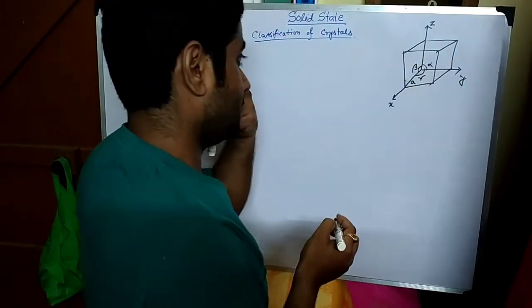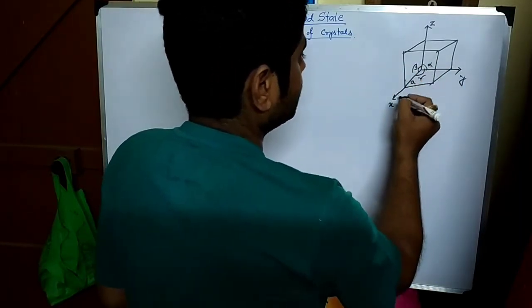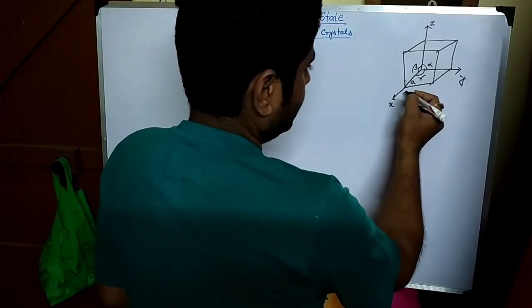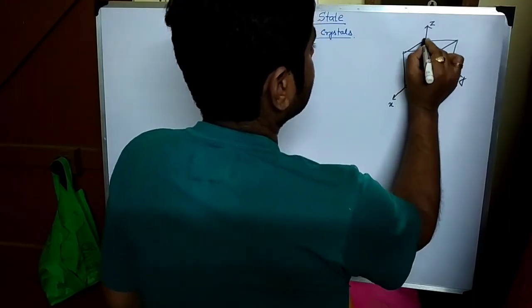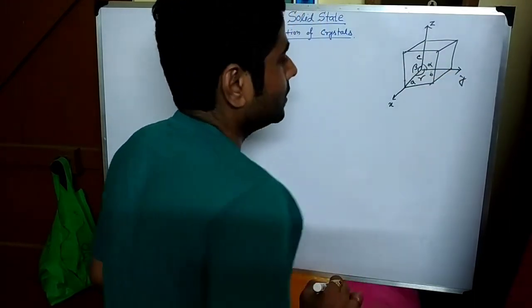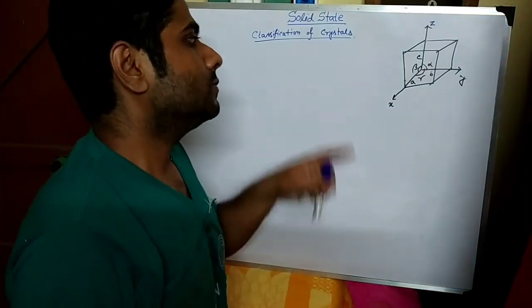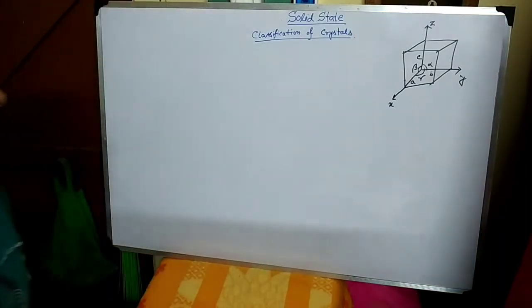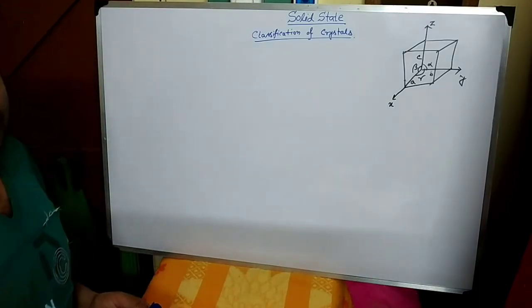These are the respective angles alpha, beta and gamma. Already I have discussed, and this is the edge length A, edge length B, edge length C. This is C, this is B. So now, if we vary these six variables, six parameters for unit cell, then we will get how many types of crystals? There are 7 types of crystals.